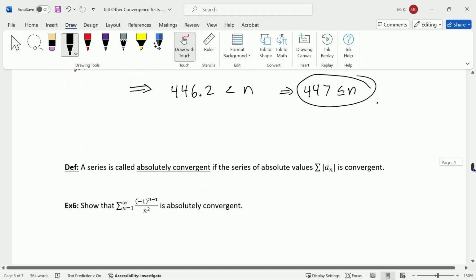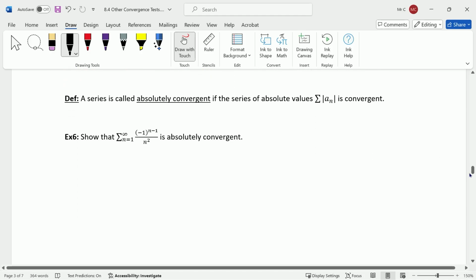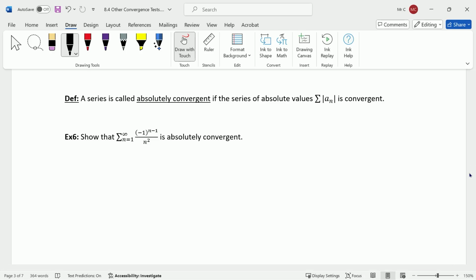Okay, let's go ahead and move on to the definition for an absolutely convergent series. So a series is called absolutely convergent if the series of absolute values, the sum of the absolute value of a sub n, is convergent. So we're going to show that the sum from n equals 1 to infinity of negative 1 to the n minus 1 power over n squared is absolutely convergent. And so the way we do that is by just considering the series of its absolute value terms.